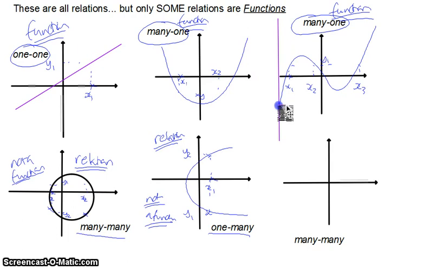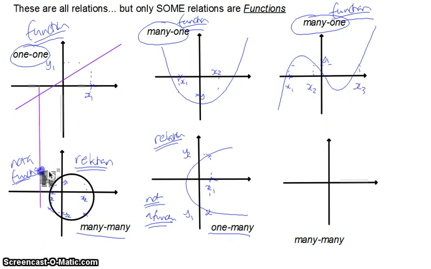Same thing here. If I drag this vertical line through, it just goes through one point at a time, meaning that there is only one y value at a time, not many y. So I can say with confidence that that is a function.